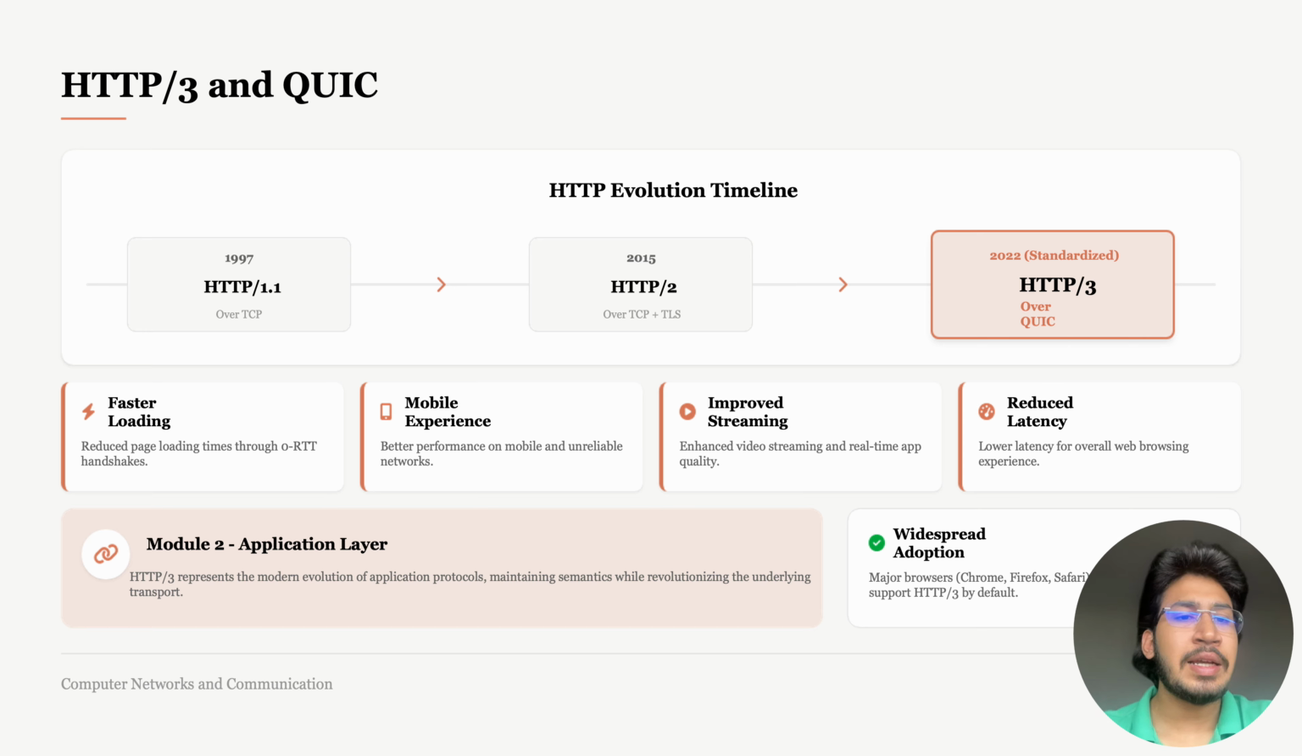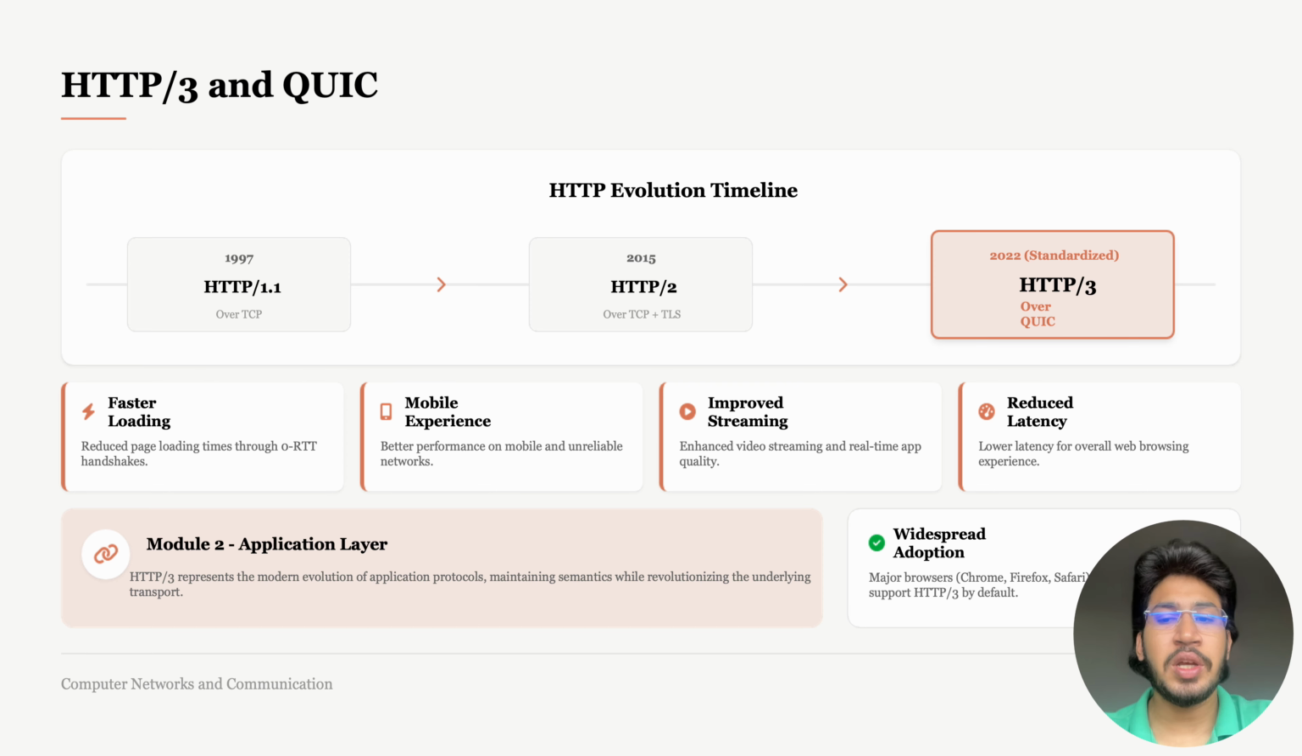The next slide is about HTTP3 and QUIC. It is closely linked with HTTP3. You can see here that HTTP1 came in 1997, HTTP2, which is over TCP and TLS, came in 2015, and HTTP3, which is over QUIC, was standardized in 2022. The browser may use QUIC underneath to improve speed and reliability. This is very important for modern web browsing because it reduces delays.